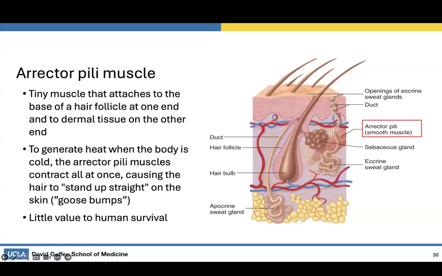The erector pili muscle is a small muscle that contracts to generate heat and causes goosebumps. This occurs mostly during emotional upset and cold temperatures. It has limited functionality in humans.